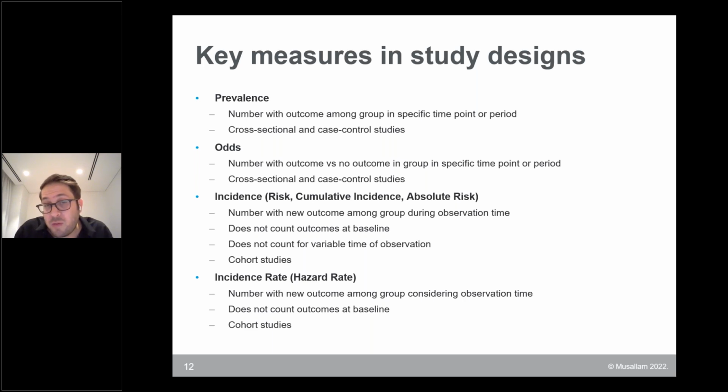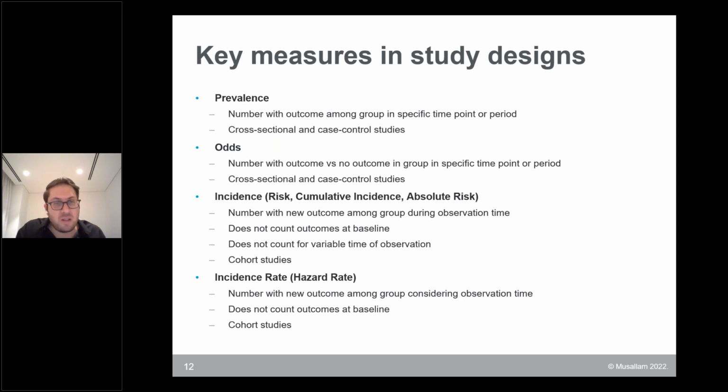It does not count any outcomes at baseline, and it does not account for variable time of observation. And we use that in cohort studies. You have the incidence rate, which we also call the hazard rate. This is the same as the incidence or the risk, but it does not count outcomes at baseline, and it takes time into consideration, how much you actually followed the patient.